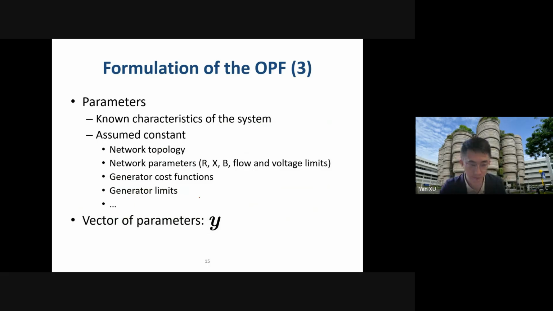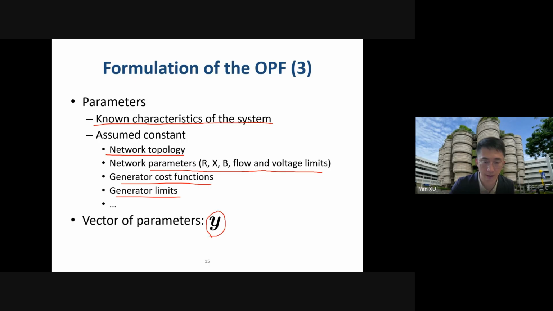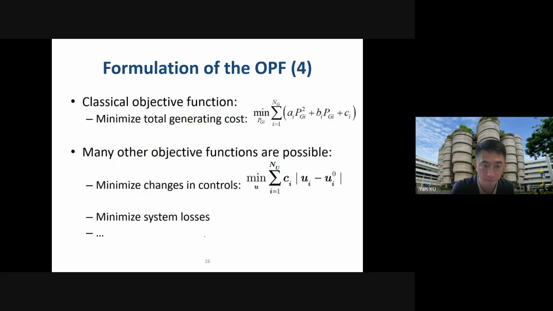And the parameters. Once again, parameters are known values of the system. They are objectively given. We cannot change them. So in practice, we have the network topology, network electrical parameters, and generator cost functions, right? They are also objectively given. Generator limits are physical constraints that we cannot change and can only satisfy. So all these parameters are denoted as y, as a vector y.